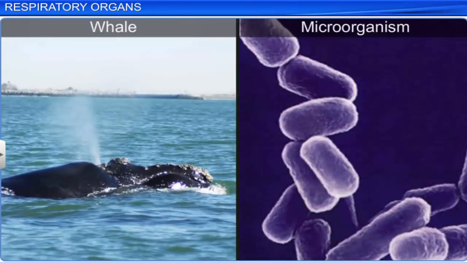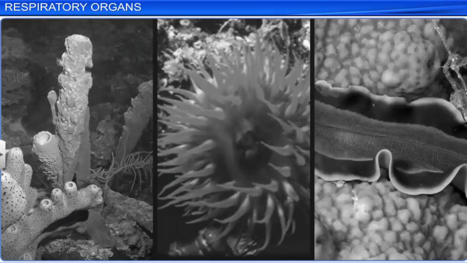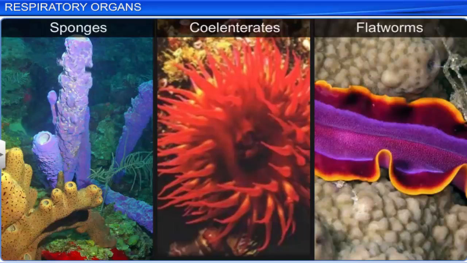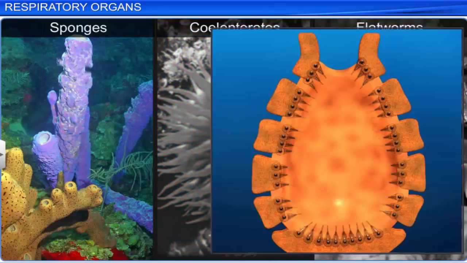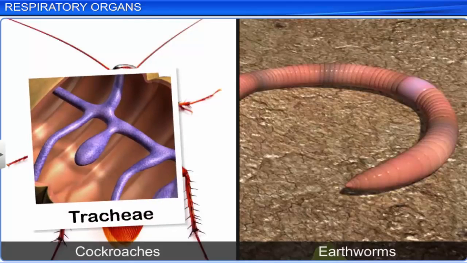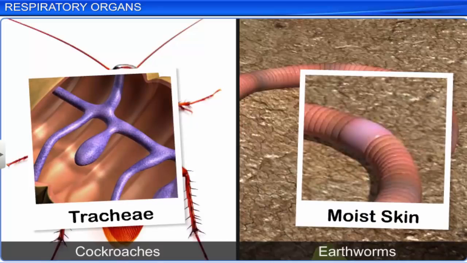However, the mechanism of breathing varies depending on the habitat and level of organization of an animal. Lower invertebrates such as sponges, coelenterates, and flatworms exchange gases by simple diffusion through their body surface. In insects such as cockroaches and earthworms, tubular extensions of the body wall, called tracheae, and moist skin help transport atmospheric air throughout the body.